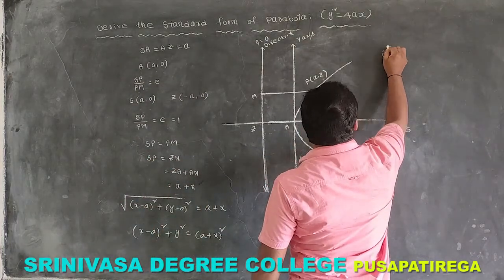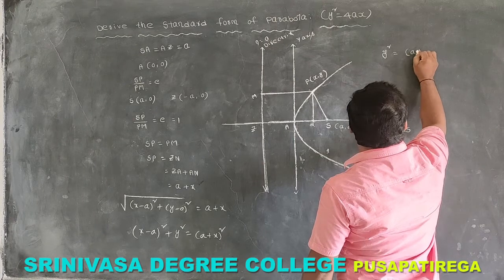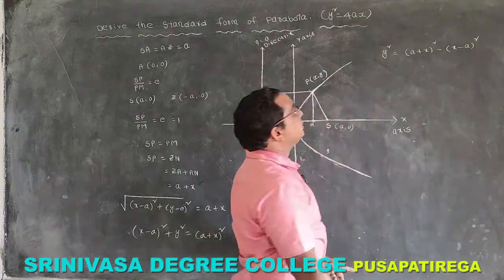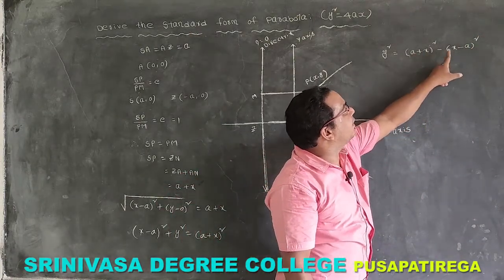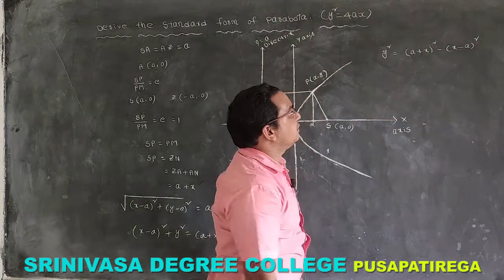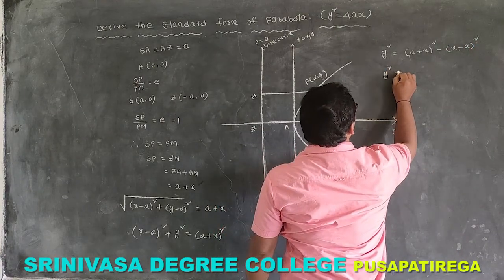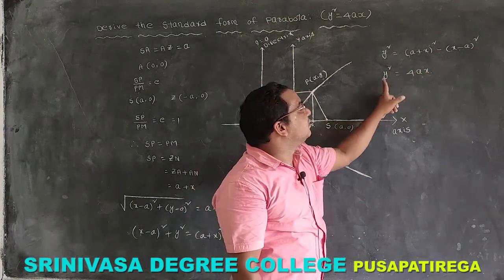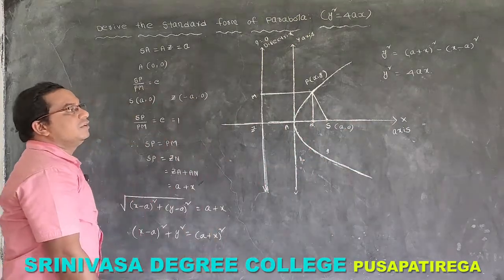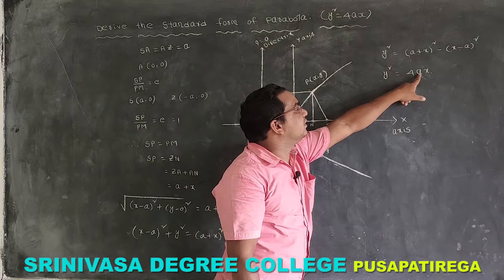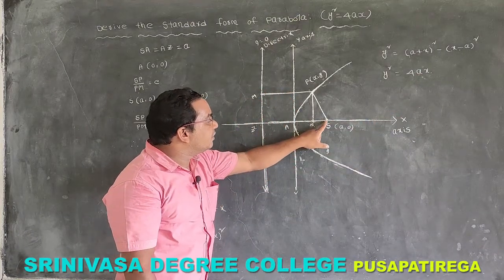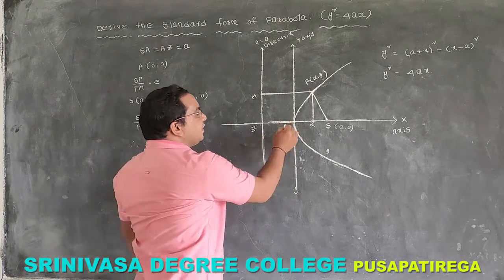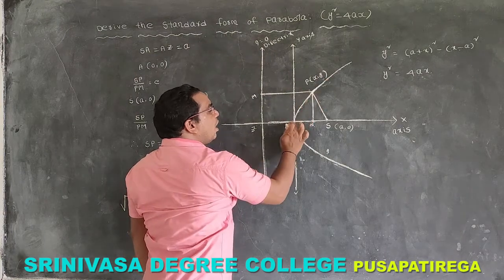So y square is equal to (a plus x) whole square minus (x minus a) whole square. This is in the form of (a plus b) whole square minus (a minus b) whole square, that is same as 4ab. So that is 4ax, which represents the standard form of the parabola. Here a always denotes the distance between the fixed point and A. That is called the vertex of the parabola. The vertex is always lying on the parabola.